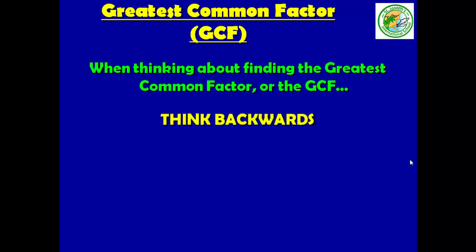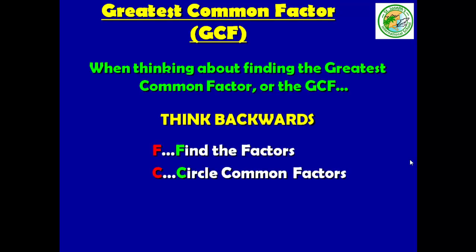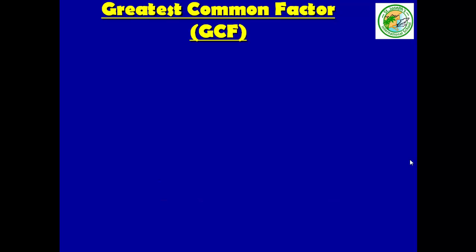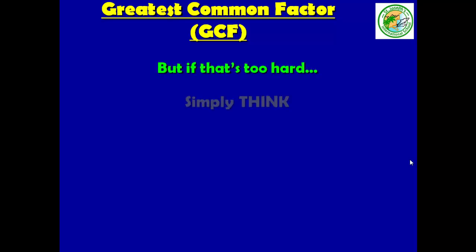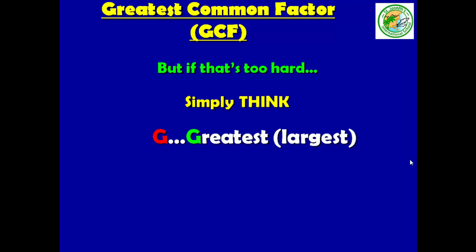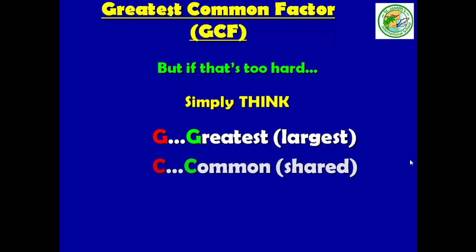if you want to make it easy, think backward. Greatest common factor means GCF. We can think backward to memorize only, okay? FCG. F means find the factors, and the second step, circle common factor, and G to group largest factor. But if it's hard for you, simply you can think GCF: G for greatest, C for common, which is shared, and F for factor.